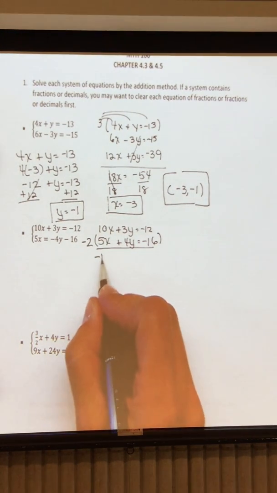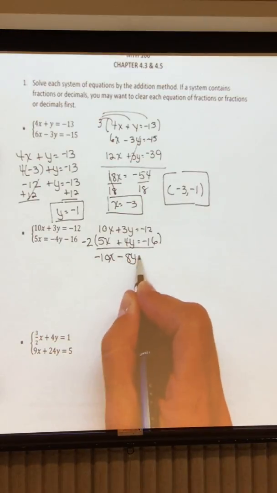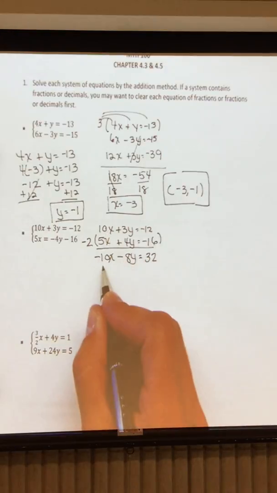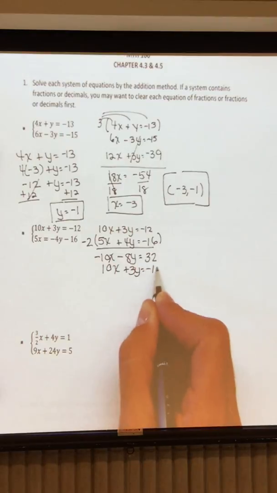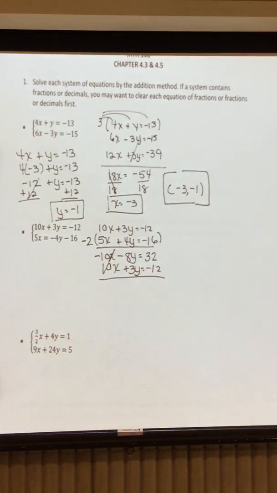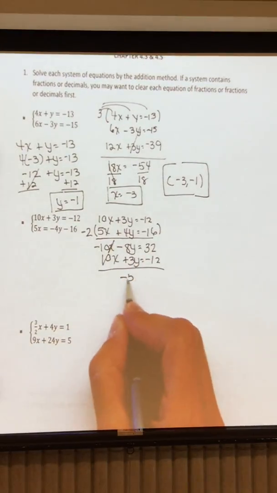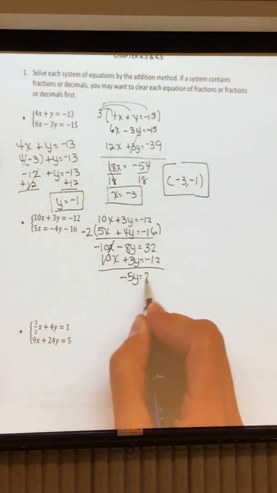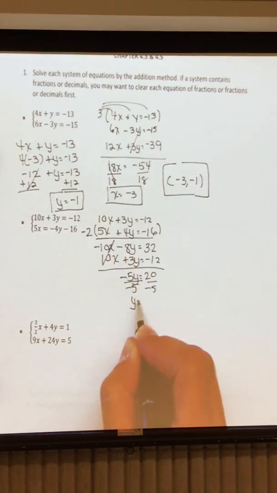So I have negative 10x minus 8y is equal to negative 2 times 16, which is 32. Now let's combine it with the first equation. And this cancels our x's. We have negative 8 plus 3, which is negative 5y. 30 minus 12 is 20. Divide both sides by negative 5. y is equal to negative 4.